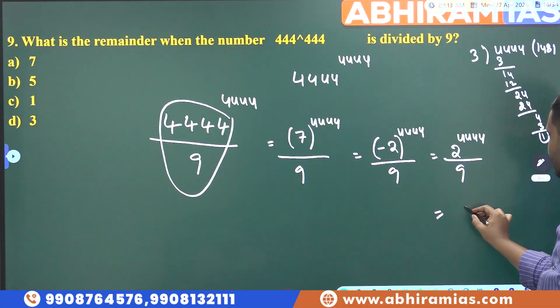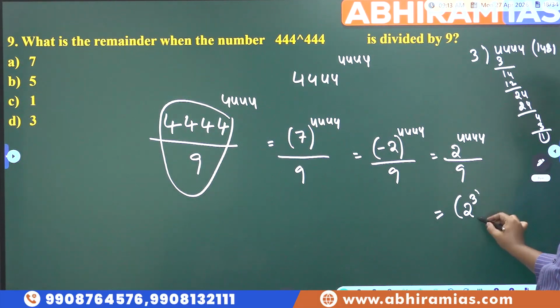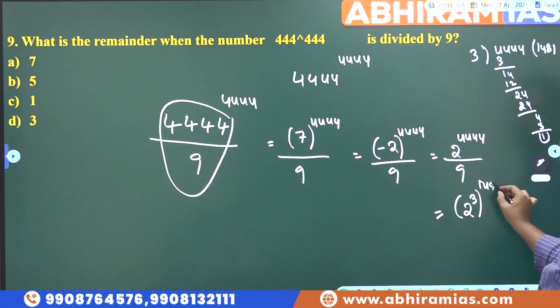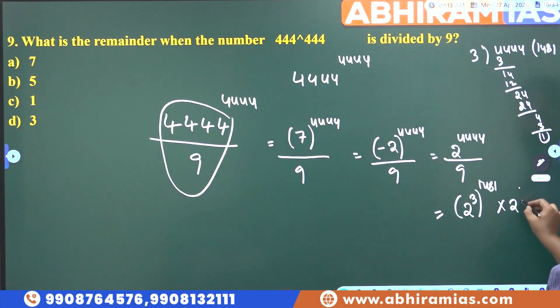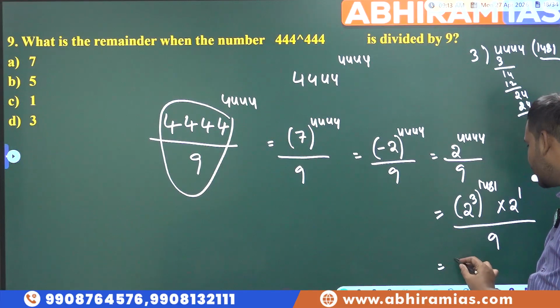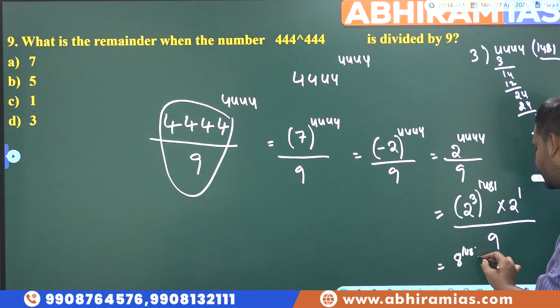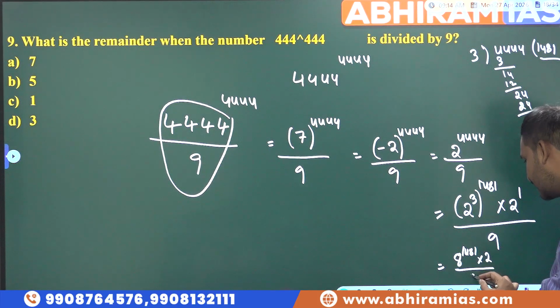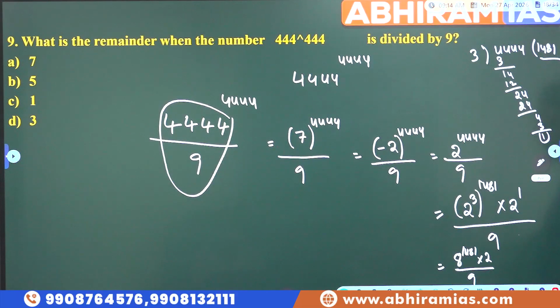So that means what I can write? (2 cube) whole to the power of 1481 into 2 to the power of 1, by 9. This 1481 is here, and this balance 1 we are writing separately. Now this will become what? 8 power 1481 into 2 by 9.